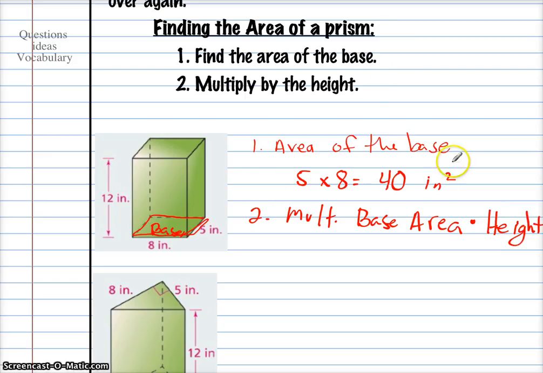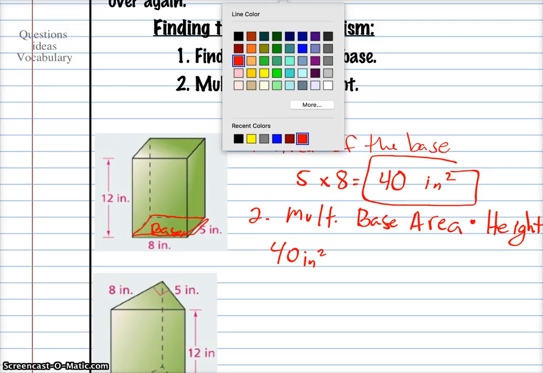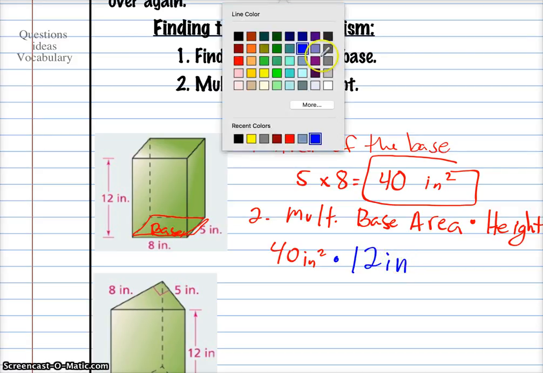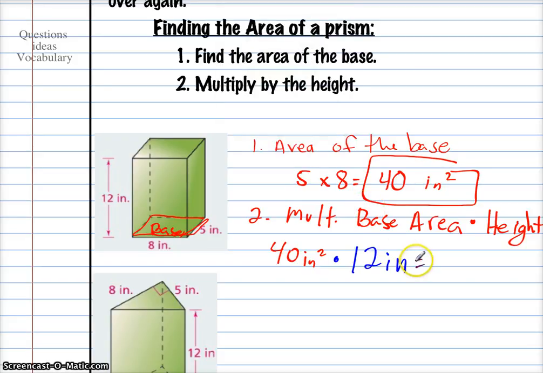Okay, well here's my base area. That's this number, my base, 40 inches squared, times my height, which is this number here, 12. Now I know you've seen this before and you're like, okay, Mr. P, I'm just going to multiply 5 times 8 times 12. No big deal. Yes, that's true, no big deal. And that works every single time for rectangular prisms, and we just called them 3D shapes, or we called them cubes or whatever.